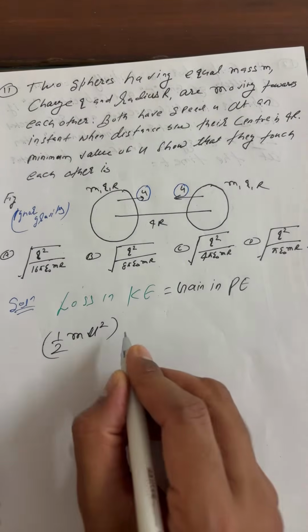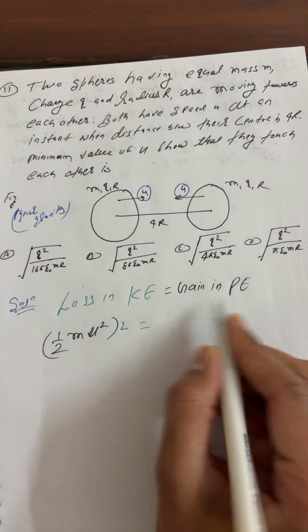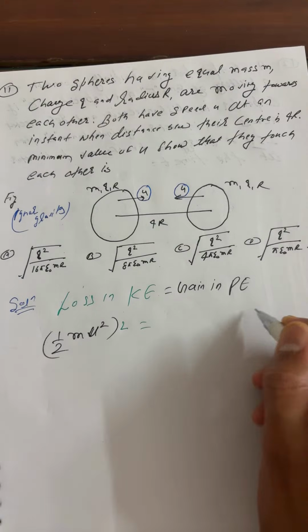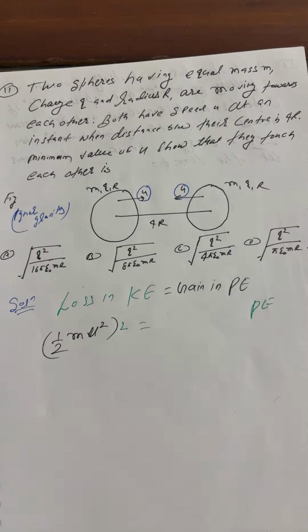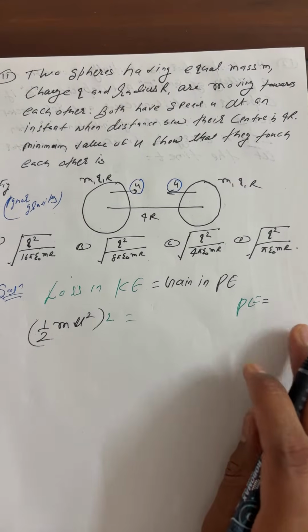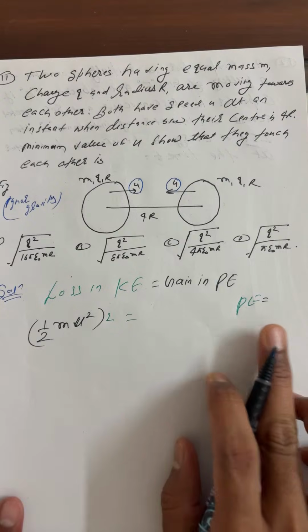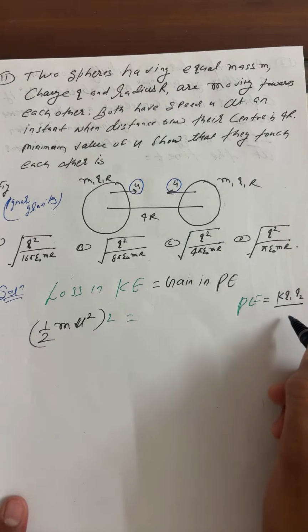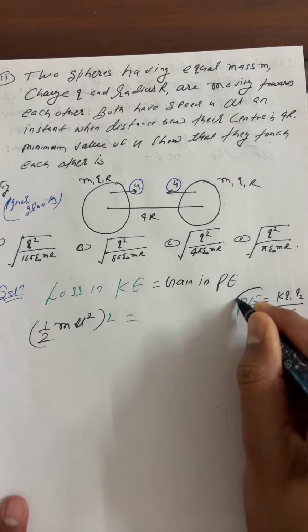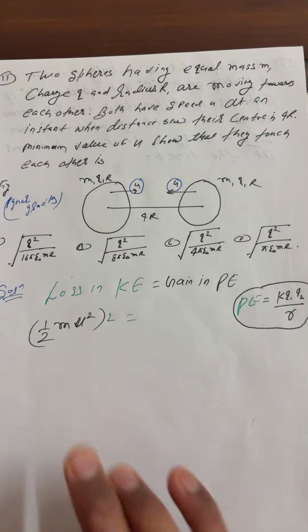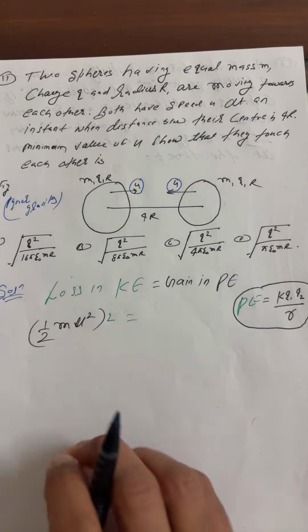Now, don't forget to multiply by 2. Next, the gain in potential energy. What is the potential energy formula? I can write it here for 11th class students. The potential energy for a pair of charged particles is K Q1 Q2 by R. This is the one formula I'll use only. 11th class students can easily understand it.